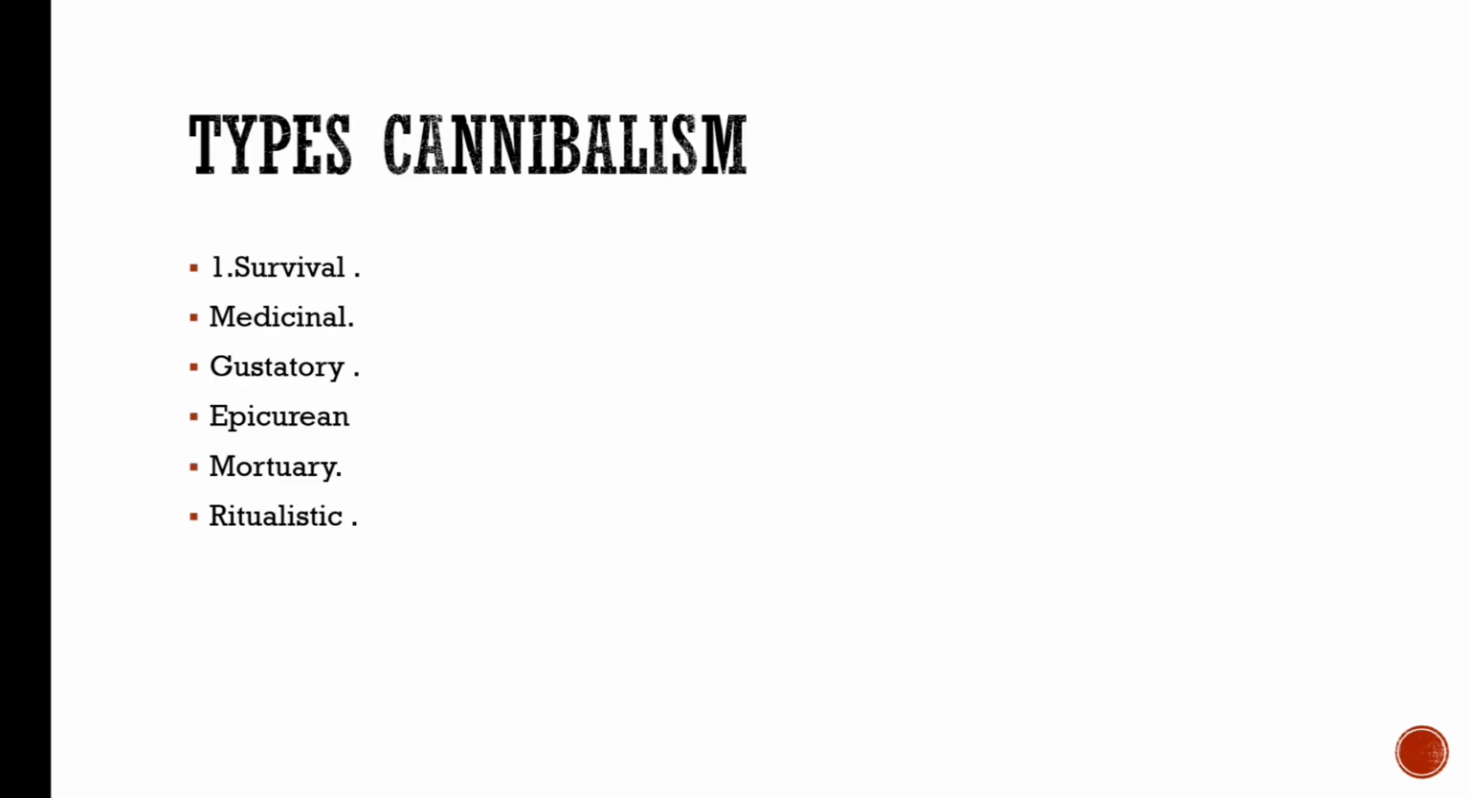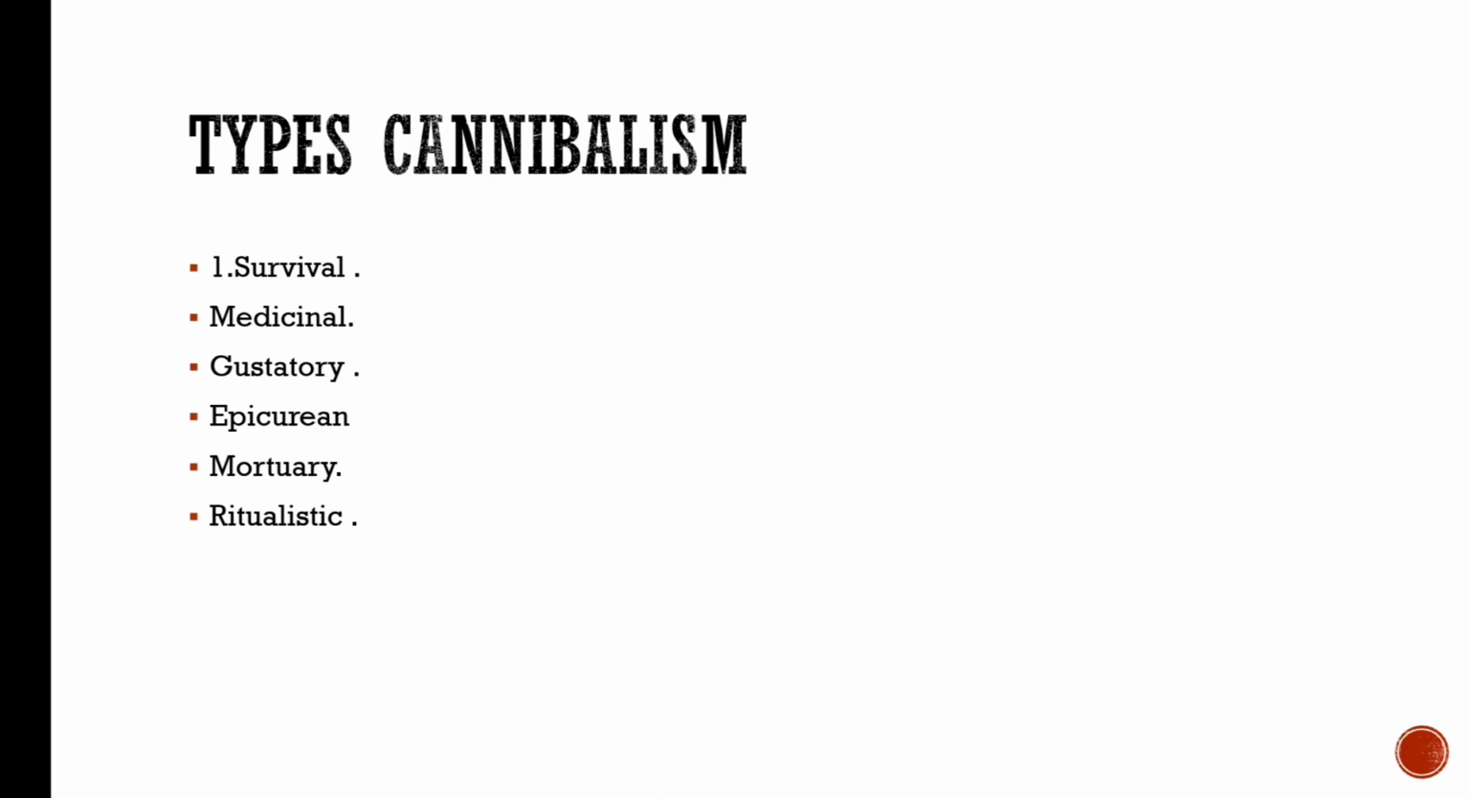So, types of cannibalism. How many types of cannibalism do exist? Survival, medicinal, gustatory, Epicurean, mortuary, ritualistic. But in this video, survival, Epicurean, and ritualistic will be discussed.